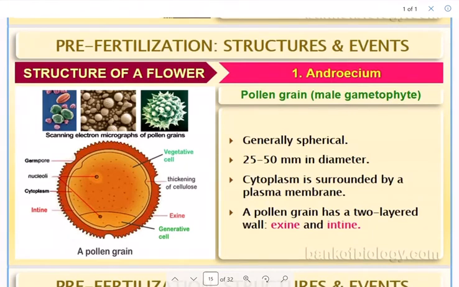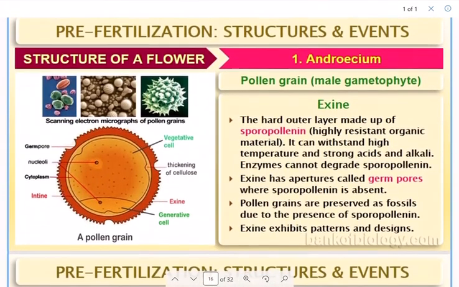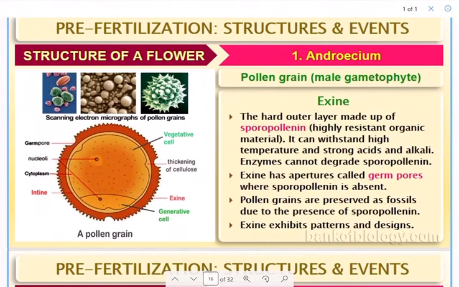So once the exine and intine are formed, you can see inside there is a lot of cytoplasm. There is a nucleus, and there is presence of cellulose in the thickening, and you can see some germ pores, or pores also, germ pore. And basically it has got two cells, vegetative cell and generative cell.